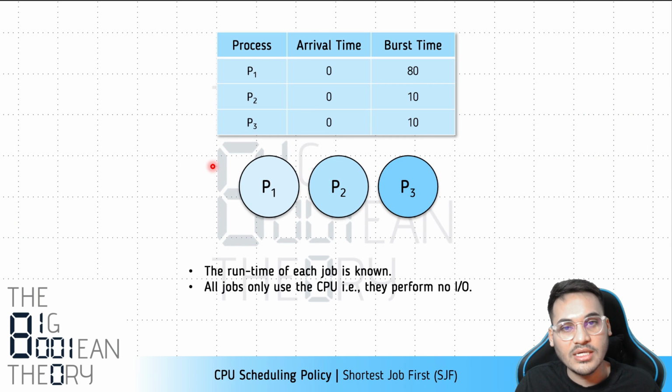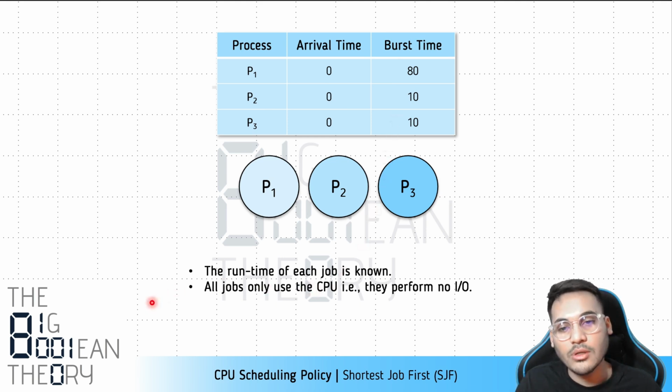Let's take a hypothetical system where there are three processes, P1, P2, and P3. These are the arrival times and these are the burst times. Let's just assume that this is in milliseconds. Process P1 has a burst time of 80 milliseconds and arrives at 0. Basically, all the processes arrive at the same time at the beginning. P2 has a burst time of 10, and P3 also has a burst time of 10 milliseconds.